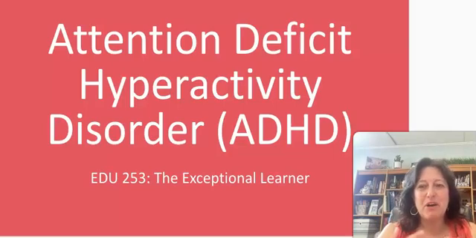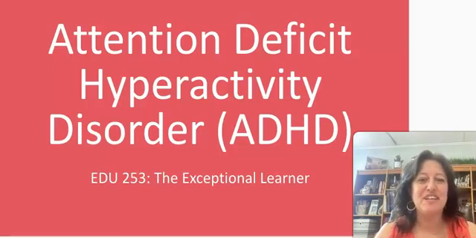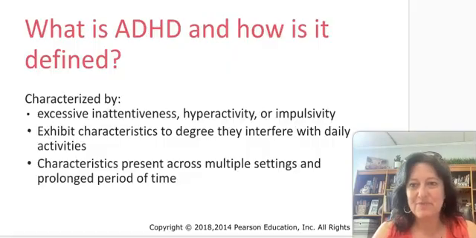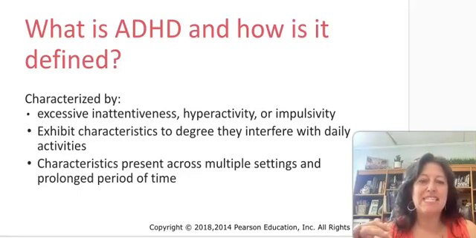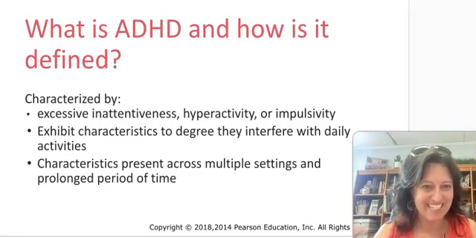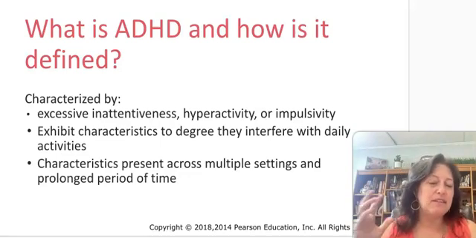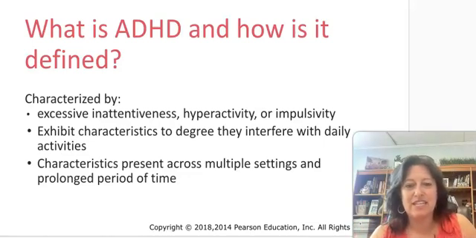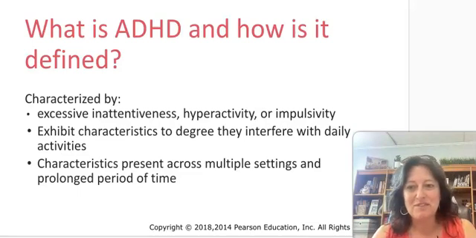Hey, all. Today we're going to talk about a disability that is probably the most familiar of everything on our list, attention deficit hyperactivity disorder, otherwise known as ADHD. So, what actually is it and how is it defined? It's characterized by excessive inattentiveness, hyperactivity, or impulsivity. These exhibit characteristics to a degree where they interfere with their daily lives and activities. And these characteristics are going to be present across multiple settings and prolonged over a period of time.